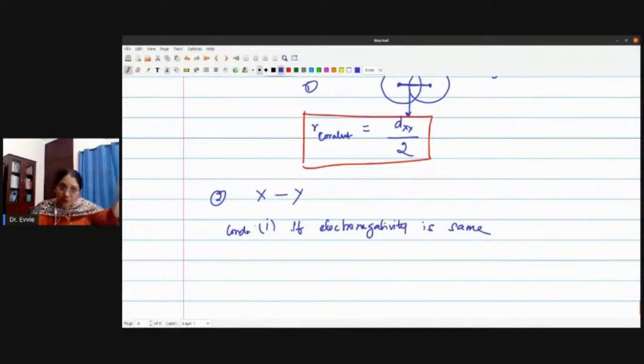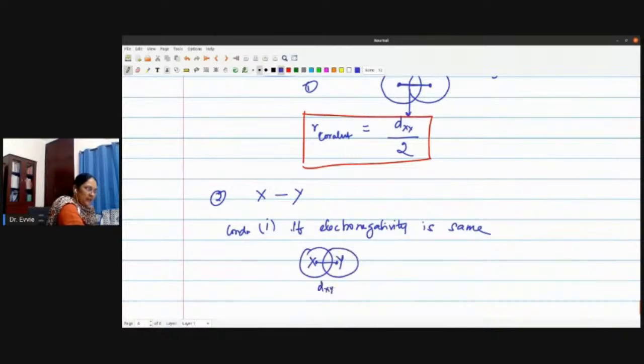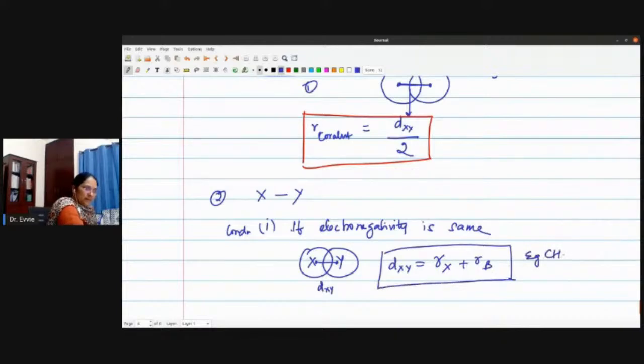That is, both X and Y, if they have almost the same electronegativity, then you have a different value. So let me write it like this: X, then you have Y. Okay, you have atoms like this. So this is your dxy. So here I will call it dxy. Now the radius will be equal to the radius of X plus the radius of Y. This is how I find the radius. Okay, so this example is methane.